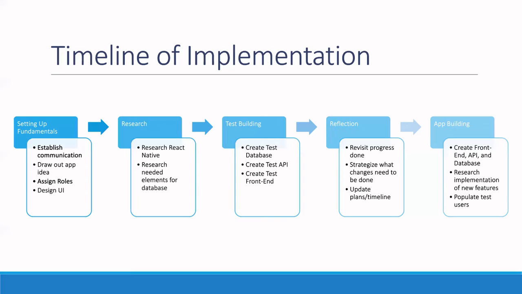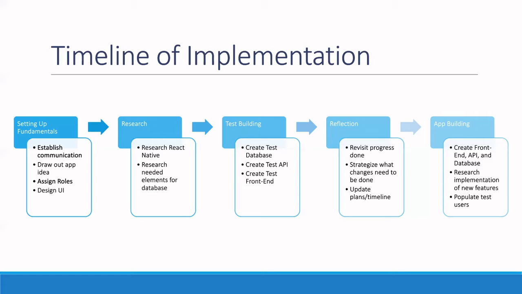Okay. Timeline of implementation. This is the timeline that highlights the main points for the development of our app. We started with setting up our fundamentals, which consisted of establishing communication, drawing out our app idea, assigning roles, and designing the UI. We then started our research phase. This is where we research what we had to build in order to make our idea come to life. So we would research React Native and the elements needed for our database.